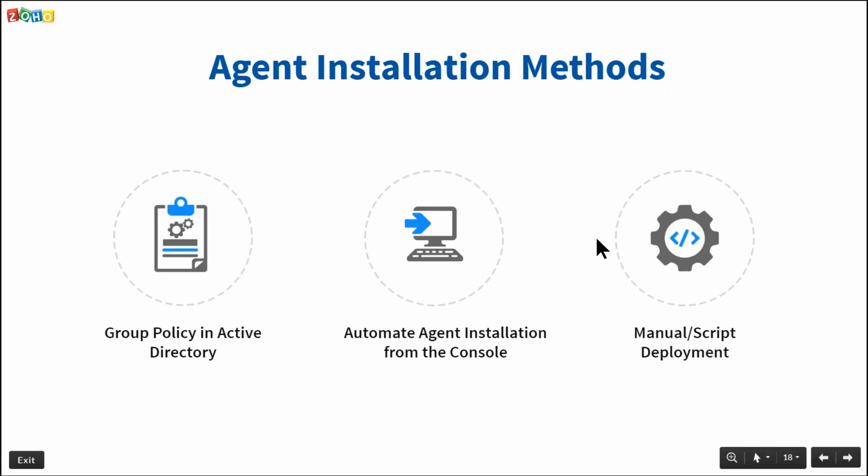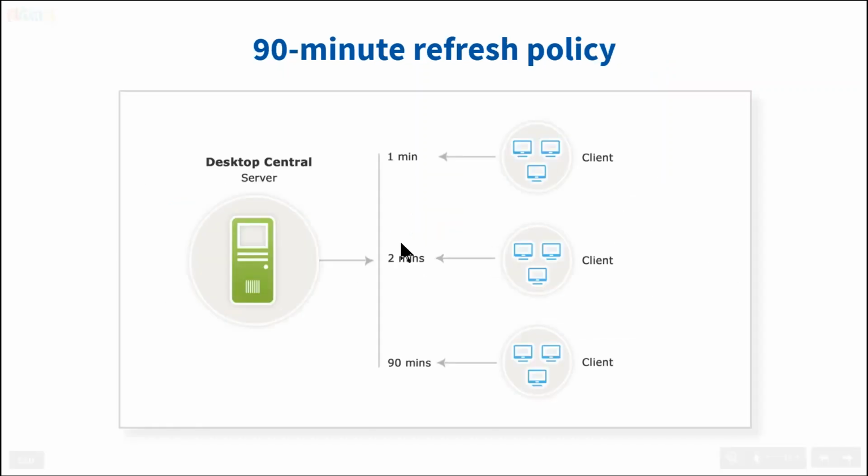And manual script deployment. We can download the agent from the portal and extract it. This is useful when you have a roaming user and he's an administrator. So we can send this zip file, so the end user can follow the instructions and install the agent manually. So these are the major agent installation methods available. As soon as the agent is deployed, it communicates to the server. So 90-minute refresh policy.